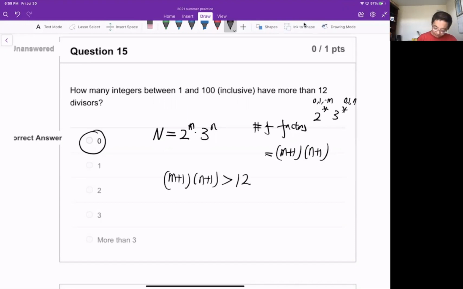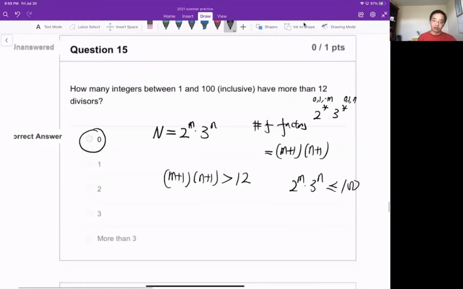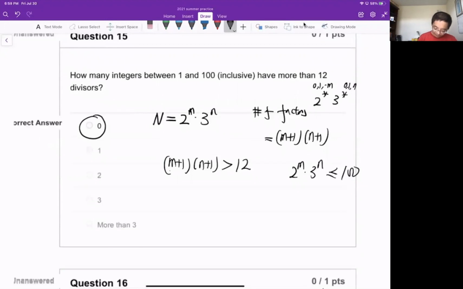But meanwhile, you have to make sure that this product is no greater than 100. And then it's easy to check that you are not able to make this work. For example, if I let m equal 2, then n has to be greater than 3, so n has to be at least 4. So for that case, you have 2 to the square and 3 to the 4.